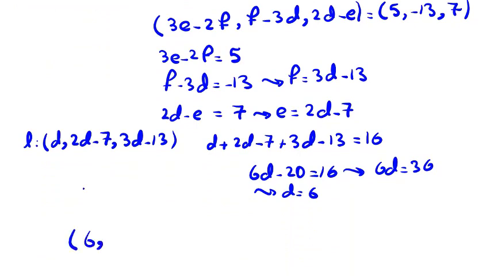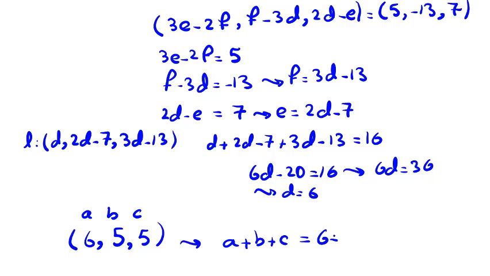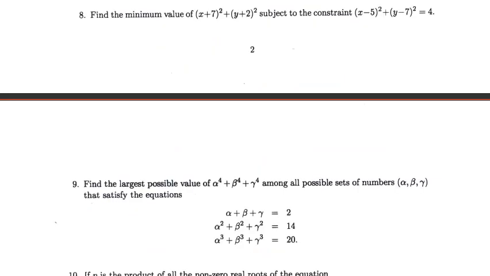Now, the problem says the intersection is (a, b, c) and asks for a + b + c. So we found d is 6. So the second is 12 - 7 = 5, and the third is 18 - 13 = 5. So a is 6, b is 5, c is 5. a + b + c will be 6 + 5 + 5, which equals 16. So the answer is 16.